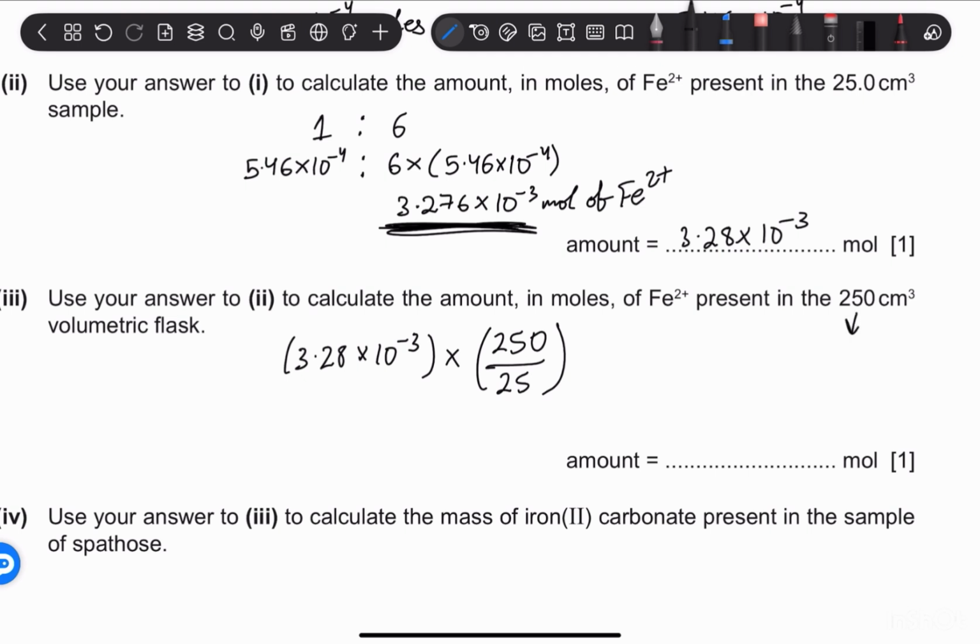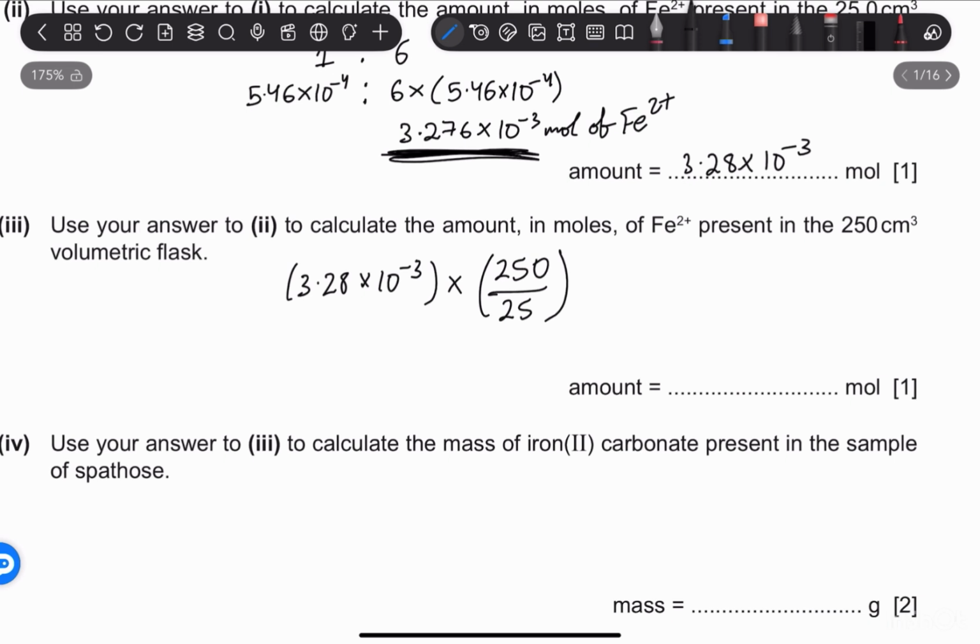Suppose this wasn't 250 and was 200, and we took 25 out of this, then you would have to make the 250 here into 200, but that's not the case. So what we're going to get is 3.28 times 10 to the power minus 2. That's what our answer is going to be.